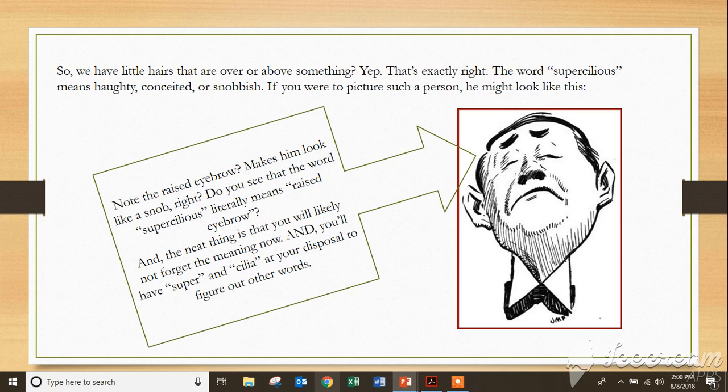Yes, that's right. The word supercilious means haughty, conceited, or snobbish. And if you were to picture such a person, he might look like this. Note the raised eyebrow makes him look like a snob, doesn't it? So do you see that the word supercilious literally means raised eyebrow? And the neat thing is that you'll likely not forget the meaning now, and you'll have super and cilia at your disposal to figure out other words.